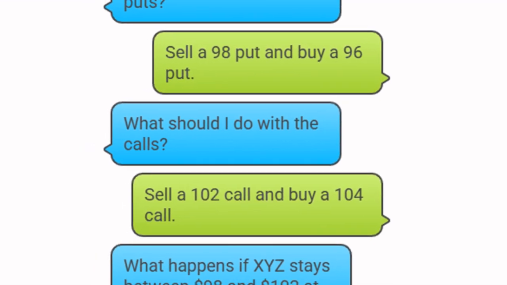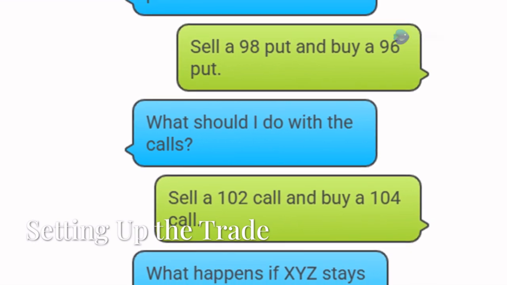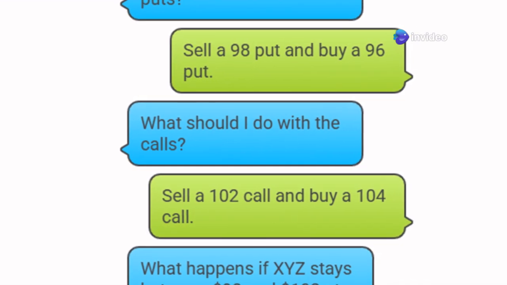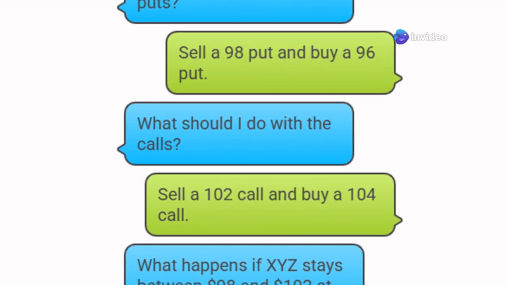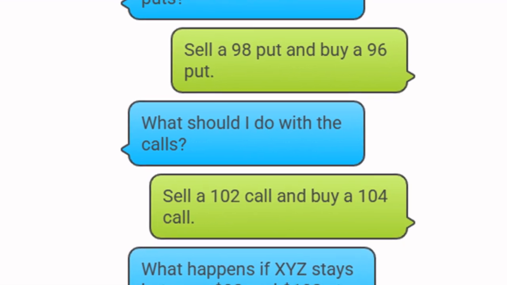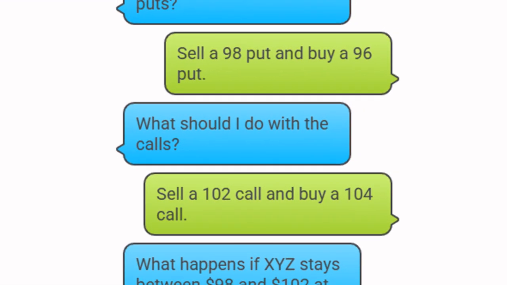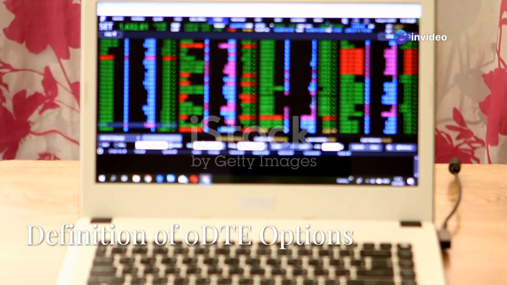Assume stock XYZ is trading at $100. A trader might establish an Iron Condor as follows: sell a 98 put and buy a 96 put, sell a 102 call and buy a 104 call. If XYZ stays between 98 and 102 at expiration, the trader keeps the entire premium received.